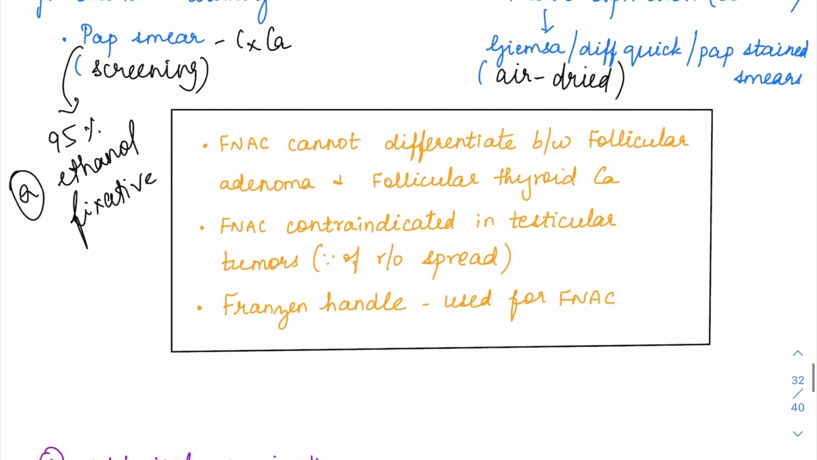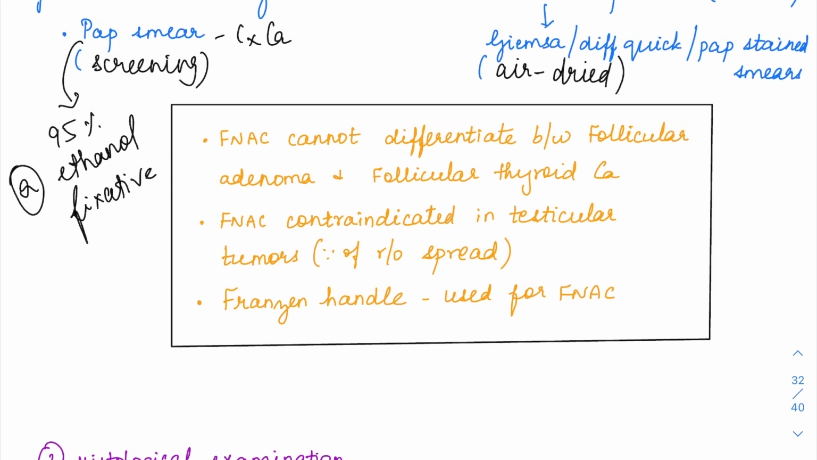One of the disadvantages of using FNAC is in the thyroid. Usually for thyroid neoplasms we do an FNAC first, but in thyroid neoplasms this FNAC cannot differentiate between a follicular adenoma and a follicular carcinoma, because follicular thyroid carcinoma you can only diagnose when you see a capsular or a vascular invasion, and it is impossible to detect a capsular or vascular invasion on FNAC.